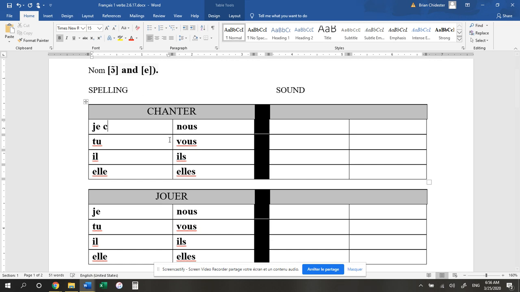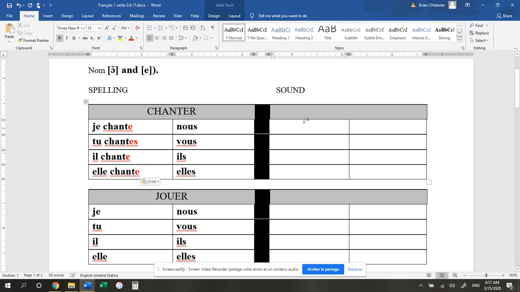Je chante. Notice the E at the end. This is specific to the je. Tu chantes. This is an ES. Il, elle chante, just like the je form. Notice again the last letter.